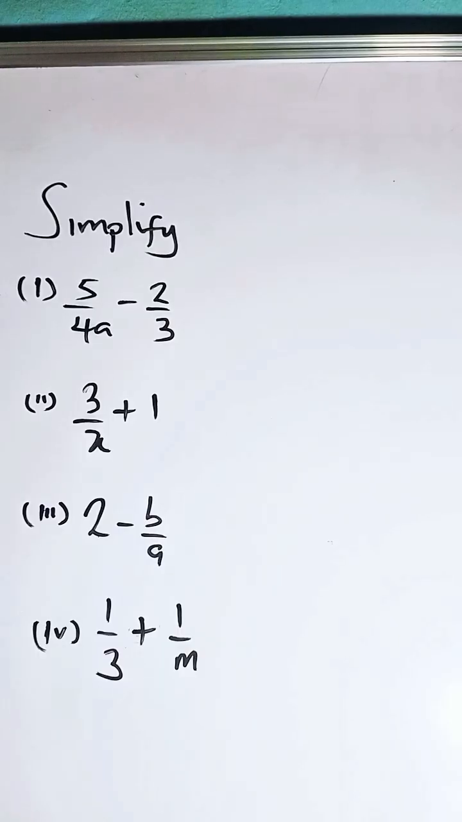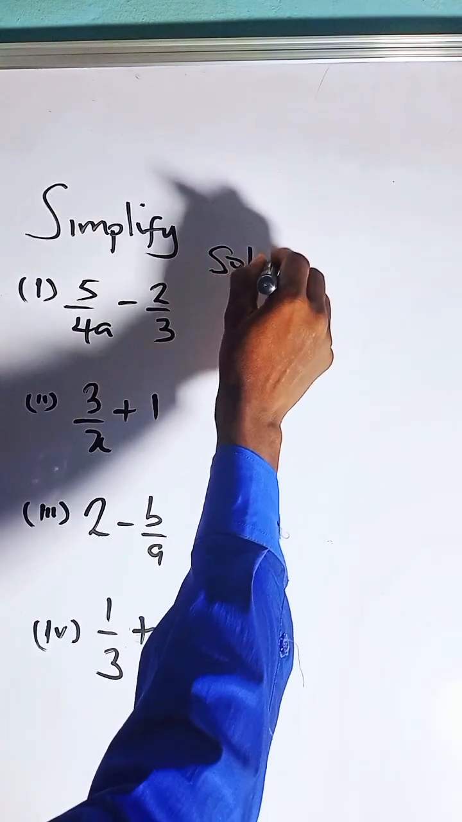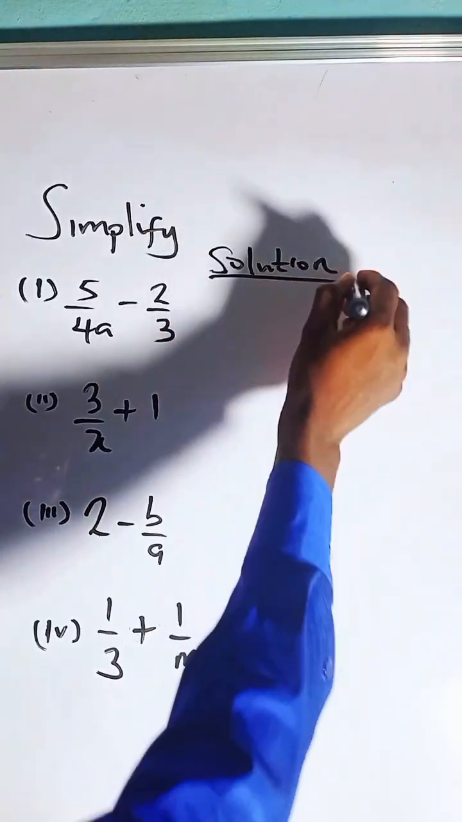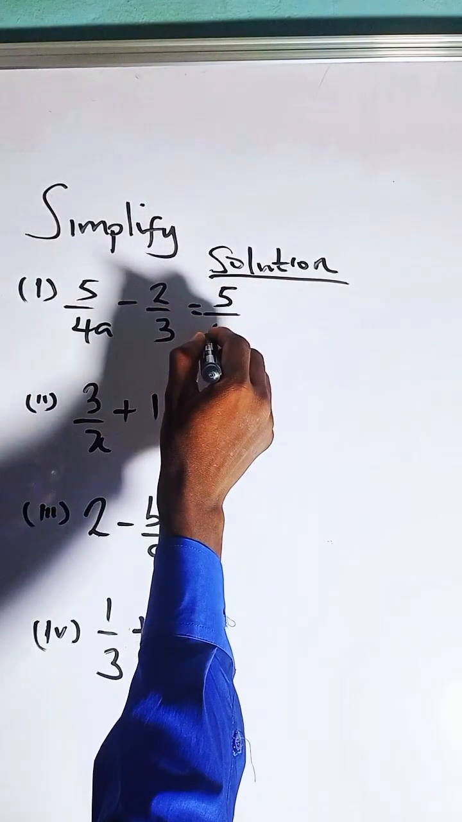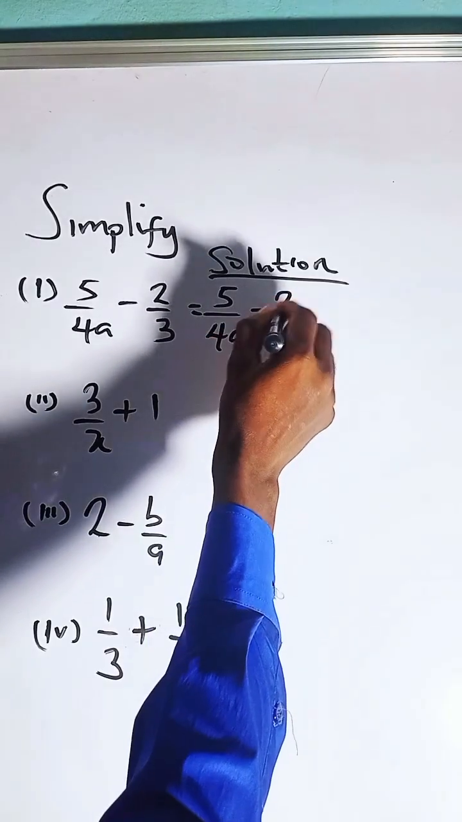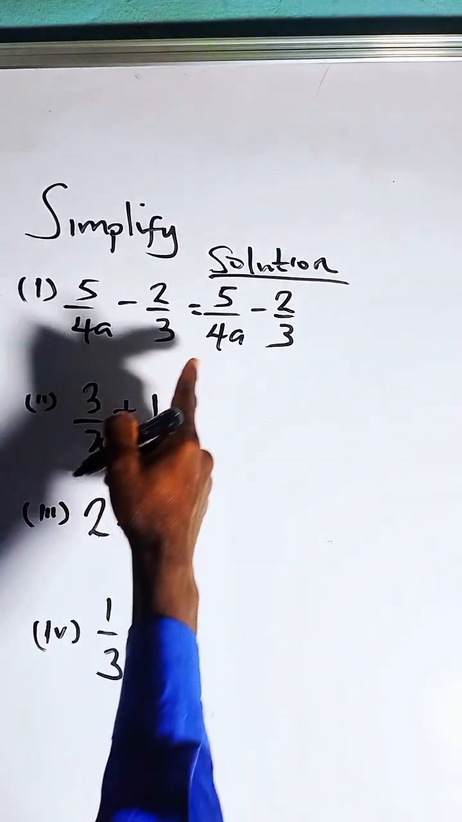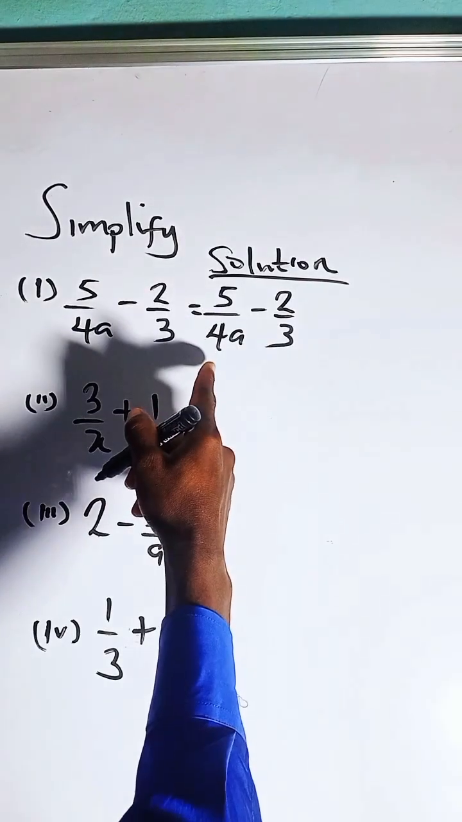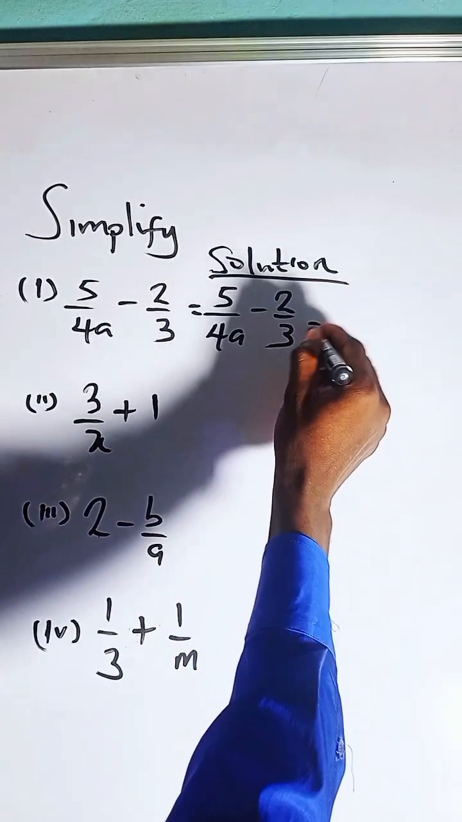The question says simplify this expression. These are algebraic expressions, so how do we simplify them? For the first one we have 5 over 4a minus 2 over 3. We took the LCM of 4a and 3, which is the least common denominator, and that gives us 12a.